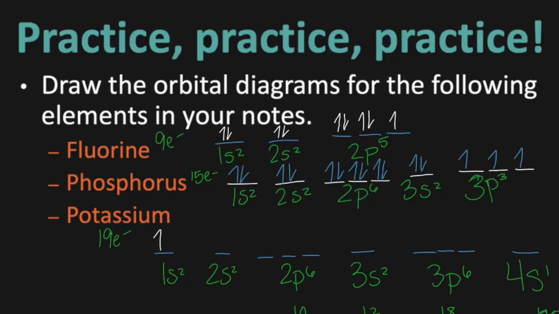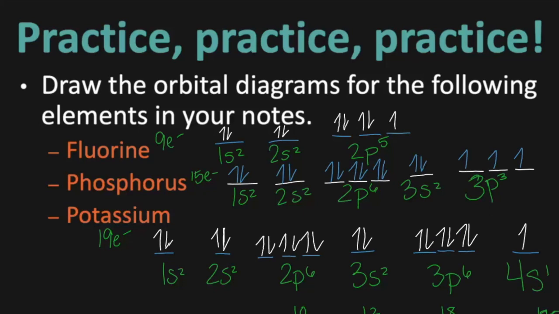Up, down. Move on to the next one. Up, down. Up, up, up, down, down, down. Up, down. Up, up, up, down, down, down. Up. Why did I stop with just 1? Because I have 4s1. So all I need is that 1 there.